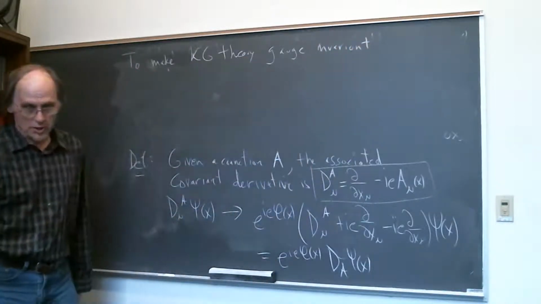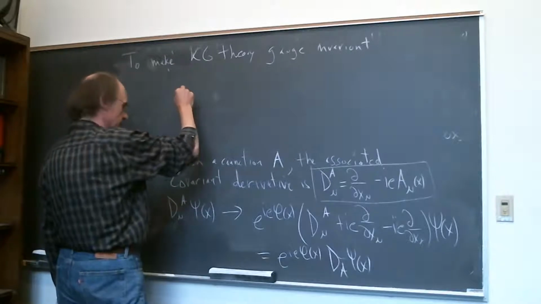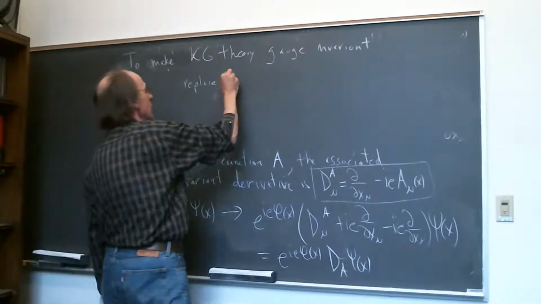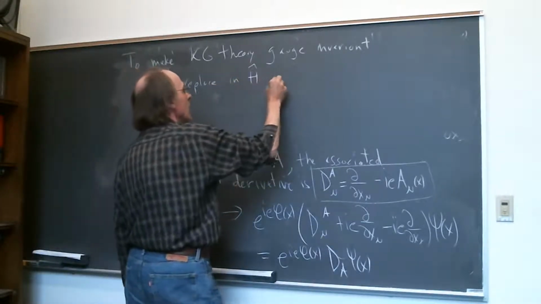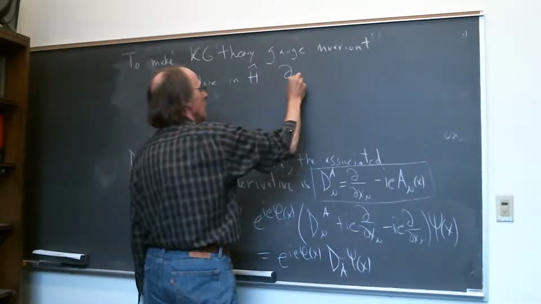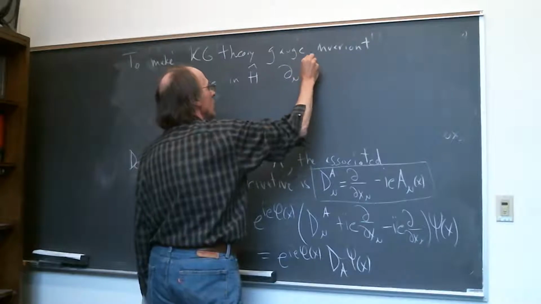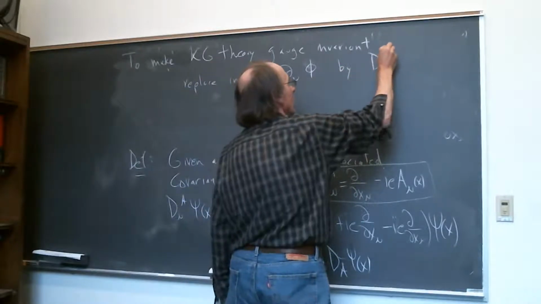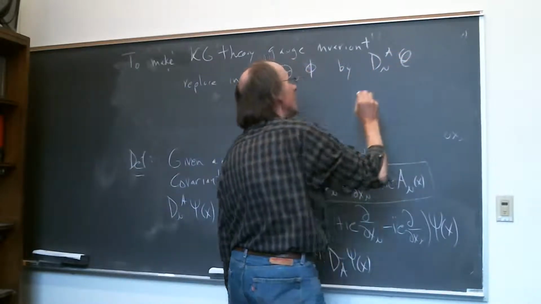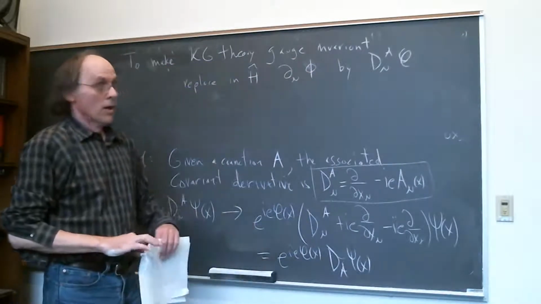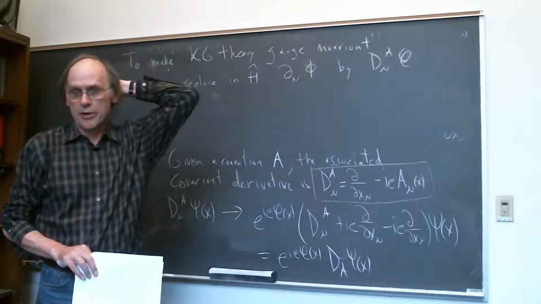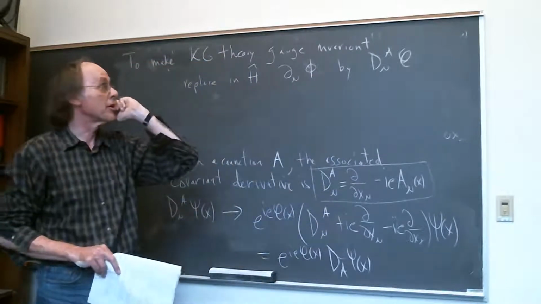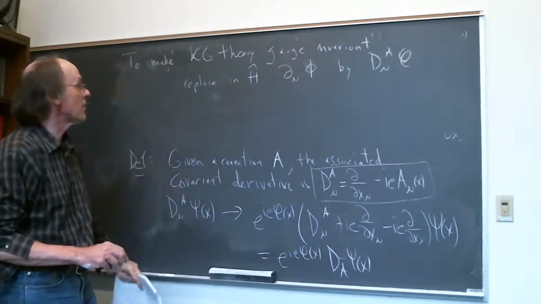all that you do is you just replace in your Hamiltonian the derivative of psi, the derivative of phi, with the covariant derivative including A. So basically, wherever you had a standard derivative in your dynamics, you just change it to a covariant derivative.